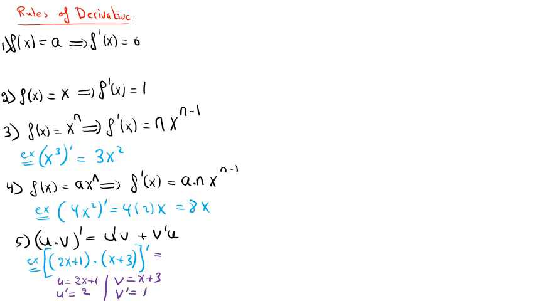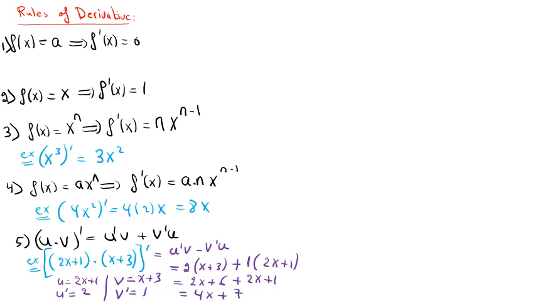Now according to the rule, which is u prime v plus v prime u, u prime is 2 times v, which is x plus 3, plus v prime is 1 times u, which is 2x plus 1. Now we should simplify the expression, 2x plus 6 plus 2x plus 1, and the answer will be 4x plus 7.